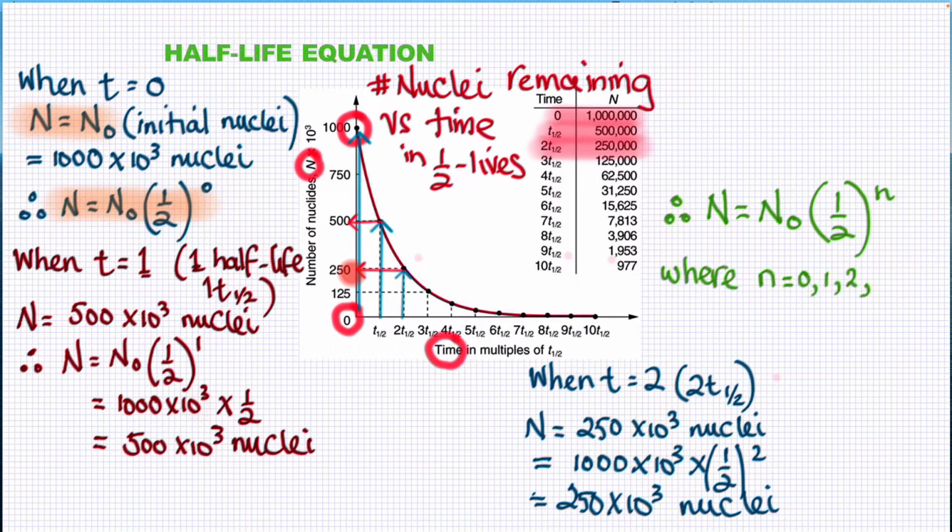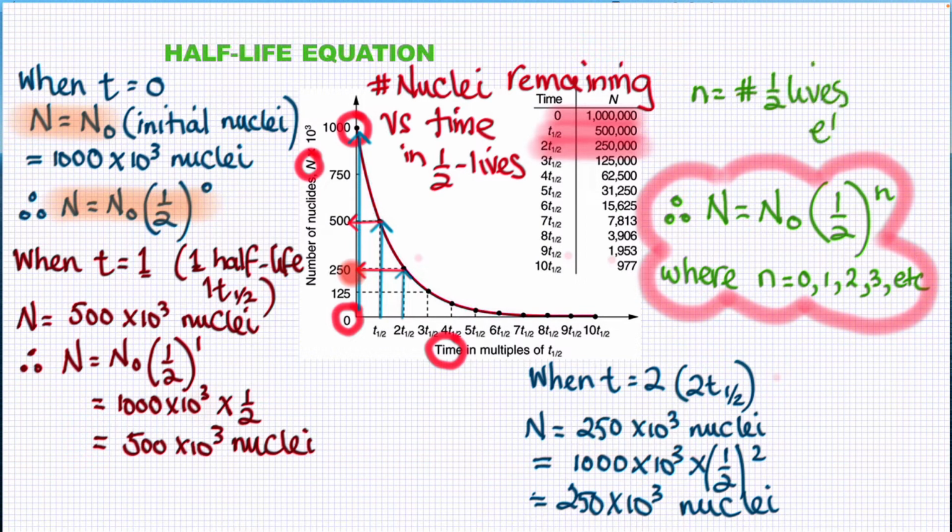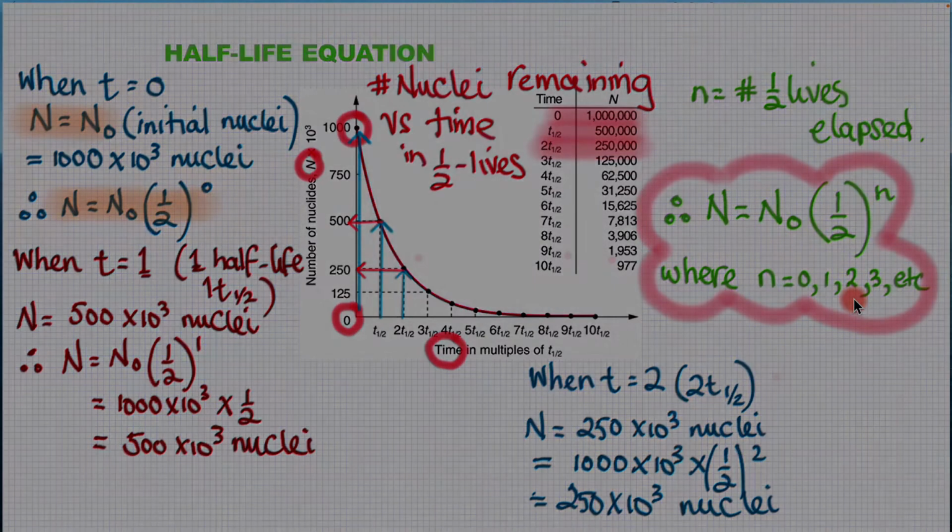We can therefore write a generalized equation that we can use to work out how many nuclei remain after a given number n of half-lives that have passed. Now n represents the time, obviously, in half-lives. So number of nuclei remaining equals the original nuclei that were there when we started recording, times a half to the power of n, where n equals half-lives elapsed. Now of course n can be 0, the initial time, first half-life, second half-life, third half-life, etc.